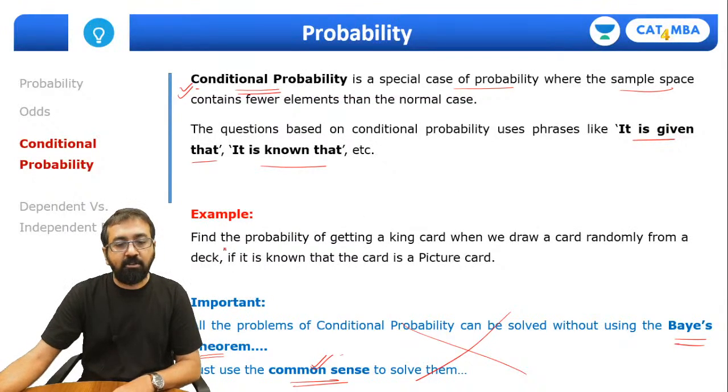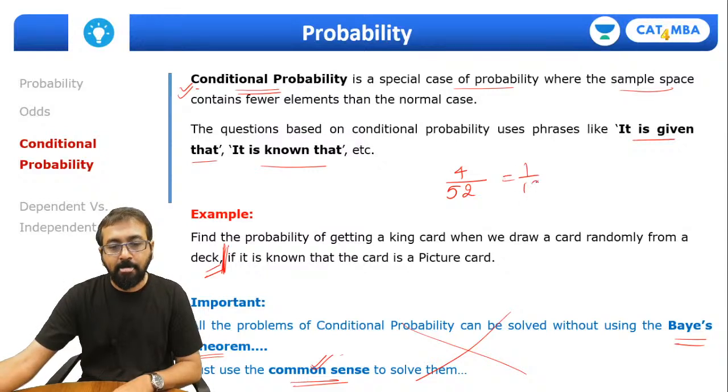Let's look at one example. Find the probability of getting a king card when we draw a card randomly from a deck of cards. Just stop here. If the question is only up to this, what will be the probability? So can I say in a deck of cards there are 52 cards, out of which 4 are king cards. So probability is 4/52, that is 1/13.